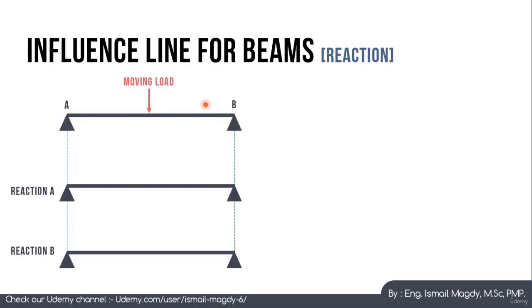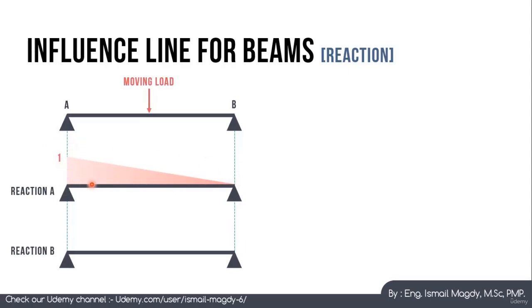And as it keeps moving in this direction, the support A reaction will keep getting lower and B will keep getting higher, till the load is directly on top of this support. Then support B will have the full reaction and support A will have zero. So if we have this beam and we want to draw the influence line for the reaction at support A, it is going to look like this. Here we have the full reaction, which is 1, and here we have 0.